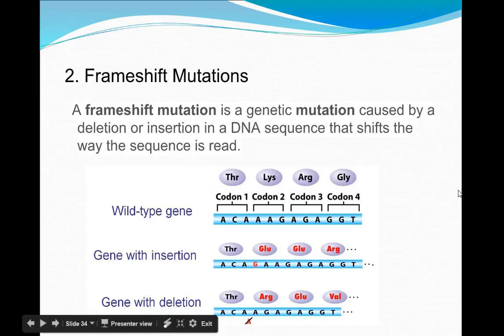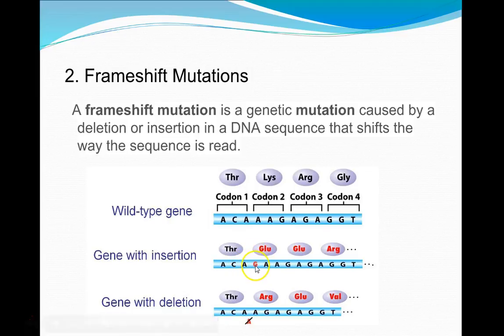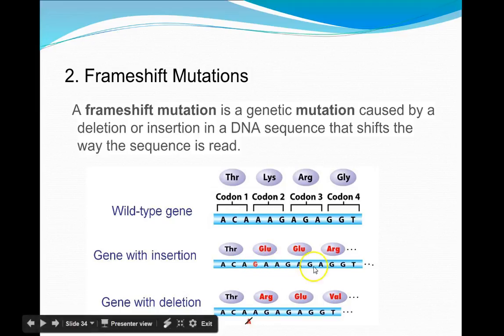Now, very often there could be an exact piece of DNA that's removed or another piece of DNA that's added to a specific gene. So if this is your wild gene type and this is the amino acid sequence that it produces, and we end up adding an extra letter. So this is an insertion mutation where the letter G is added, and as a result it shifts everything over.